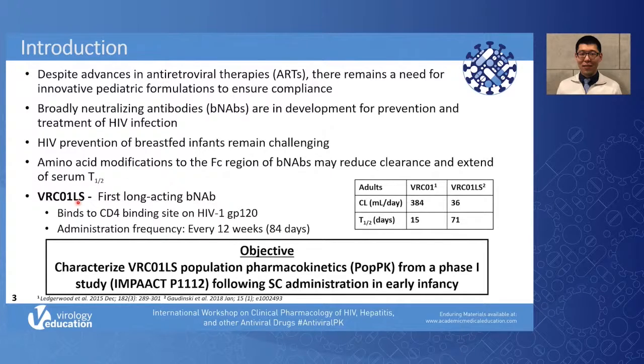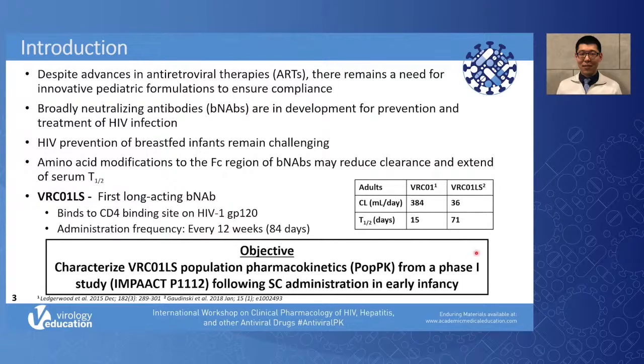VRC01LS is the first long-acting BNAb that incorporates this Fc region modification for extended half-life. More specifically, it has 2 amino acid modifications in the Fc region and can extend the duration of its serum half-life up to 5-fold compared to VRC01. Mechanistically, this antibody blocks CD4-gp120 interaction to prevent viral entry. And this LS formulation is administered subcutaneously every 12 weeks or 84 days, whereas VRC01 is every 4 to 8 weeks, depending on the formulation.